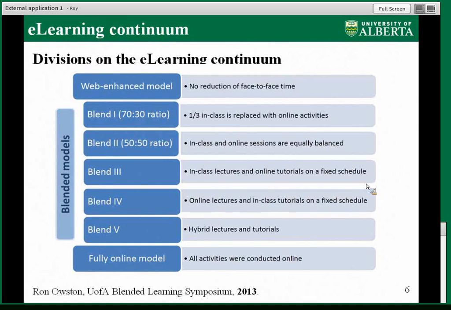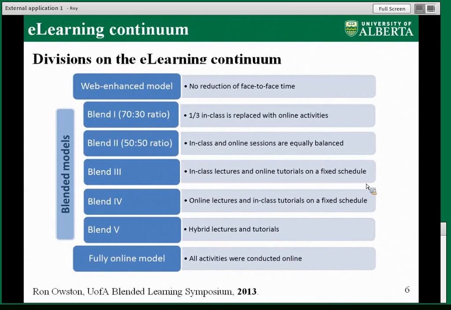At the top, we have the web enhanced model, where there's no reduction in face-to-face time, and the online model, where all of the activities are conducted online. Because this is Ron's area of interest, he's divided the blended models up into 5 different categories. But a key component of blended learning is that some of the traditional class time is now done online.